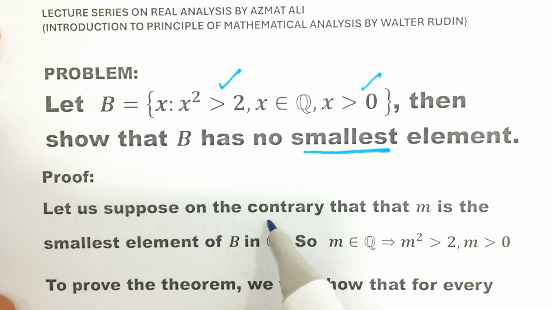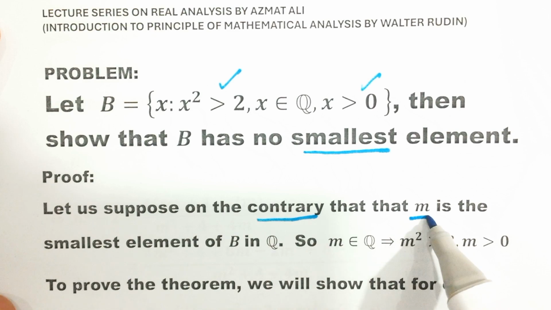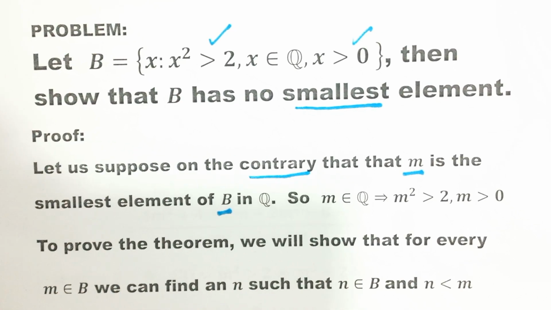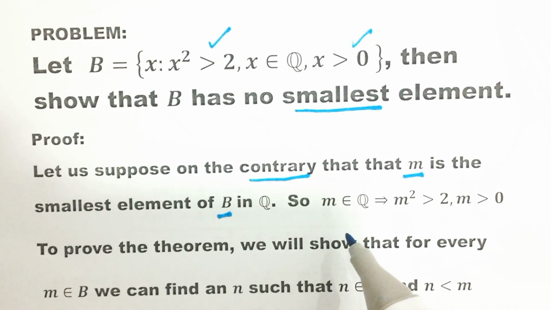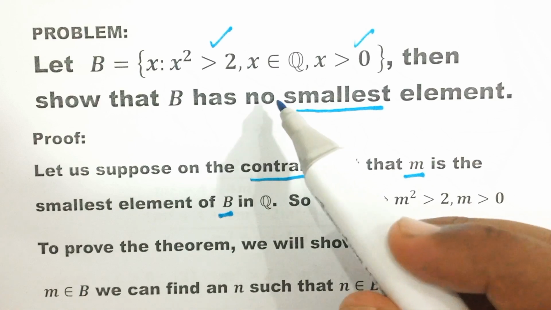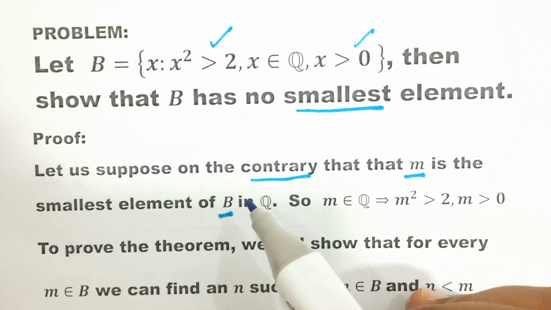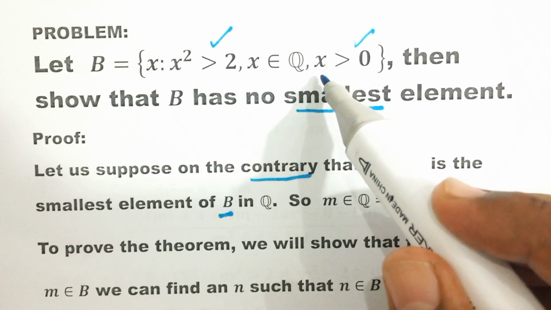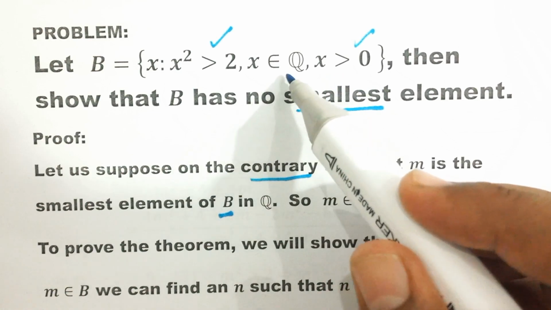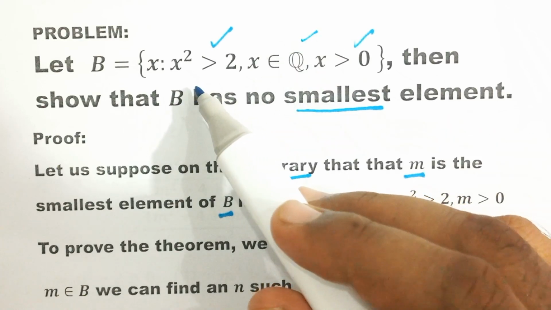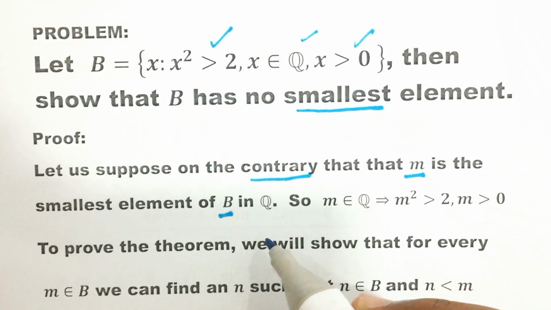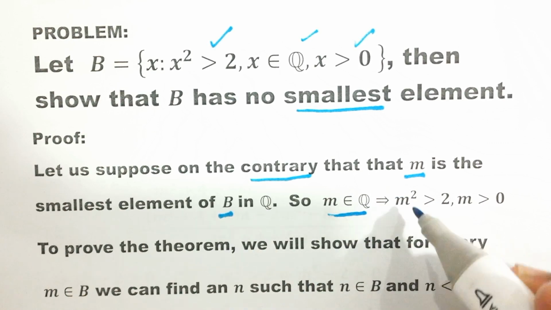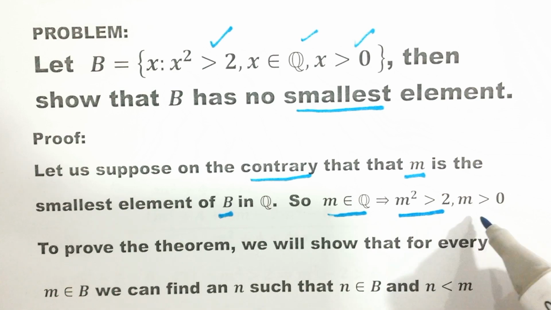Let us suppose on the contrary that M is the smallest element of B. So if M is the smallest element of B, then as every element of B satisfies three conditions: first, it should be positive; second, it should be rational; and third, the square of that number should be greater than 2. So M will belong to Q, the square of M will be greater than 2, and M will be positive.